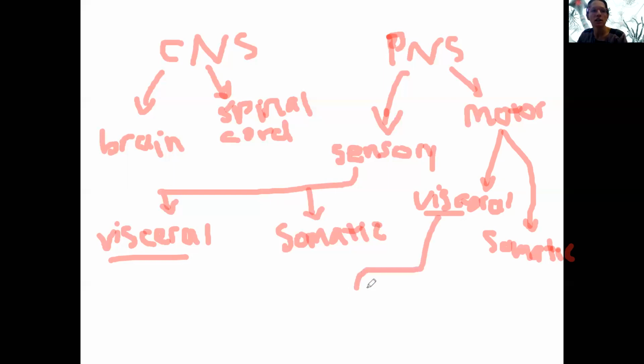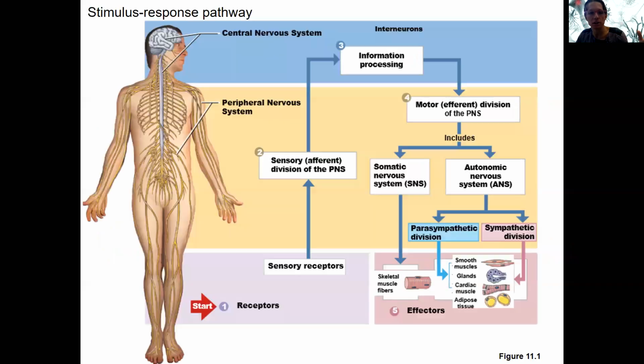The visceral division then, that's your autonomic division, the autonomic nervous system. This is divided into sympathetic and parasympathetic. There's a whole chapter on the autonomic nervous system later on. So this diagram is kind of ugly. This is figure 12.02 in your book if you want a nicer schematic of the same thing. So let's put this information together with what we just did, that stimulus response pathway.